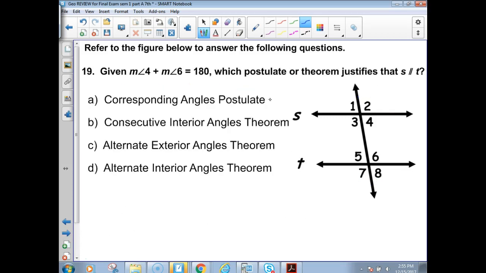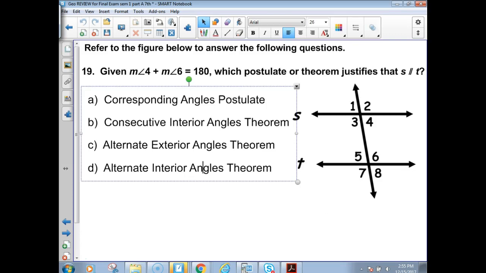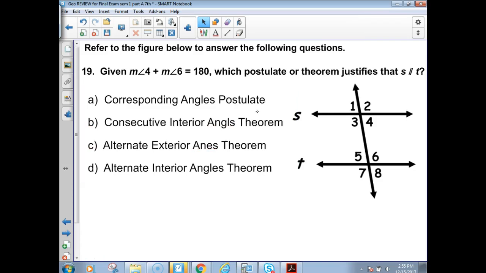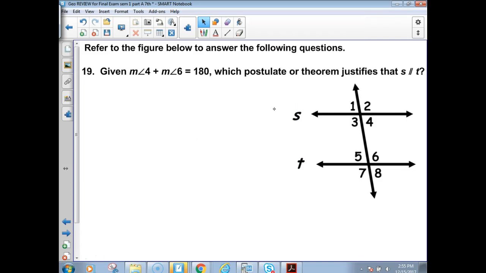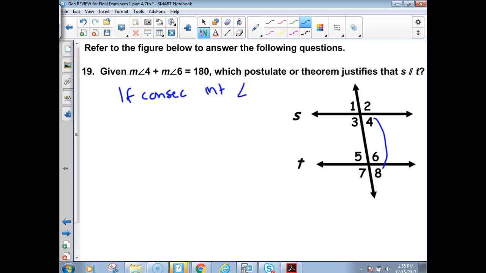Okay, 19. Oh, another one. Get rid of these little guys. No, I want the whole thing gone. Go. Oh, there we go. Given the measure of angle 4 and 6, that these are supplementary, then that would be if consecutive interior angles are supplementary, then you have parallel lines.